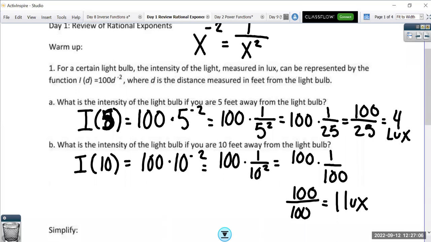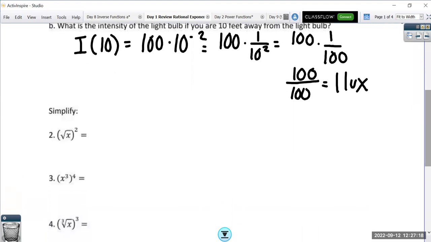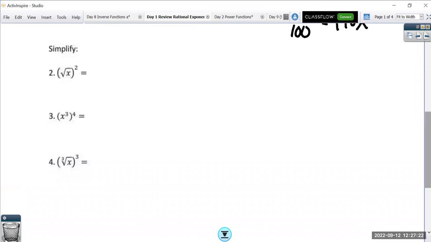Now, last night, after you finished your test, you received a worksheet where we reminded ourselves of some of our exponential rules. So I want to go through some of those with us. I'm not going to worry about these. We're just going to review some rules. Going to switch it up a little bit.